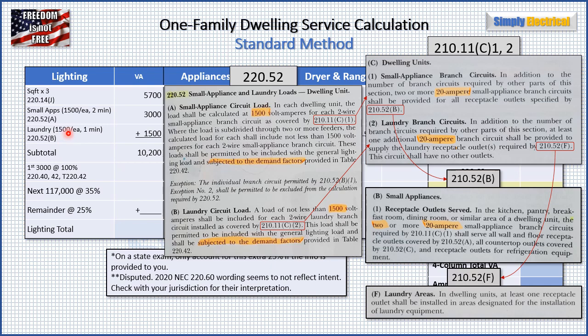So let's read on. It says this load shall be permitted to be included with the general lighting load and shall be subjected to the demand factors provided in table 220.42. So the exact same sentence as we saw up here for small appliances. Laundry also is permitted to be included in this calculation here. So we take our 1500 volt-amps, because we have our one minimum, and then we add these three figures up. We add them together, we get 10,200 total volt-amps, or subtotal volt-amps. And that is our general lighting load.